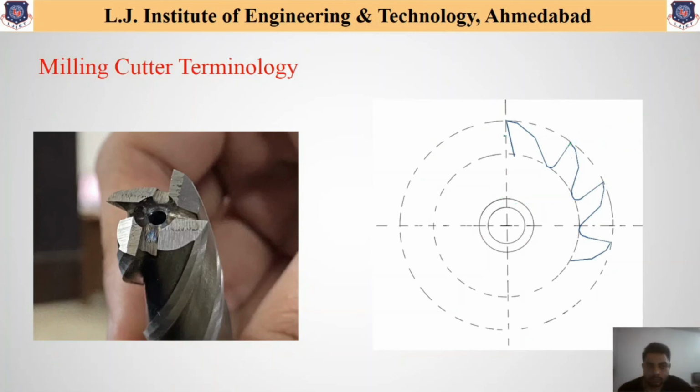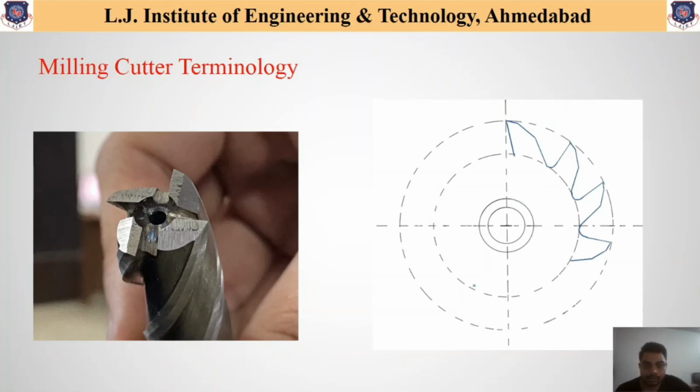Now the last angle that is important to understand this milling cutter is the angle between this face and the back of the tooth, and this angle is called the lip angle. So this angle is the lip angle, which is the angle between this face and the back of the tooth. Let us summarize the main important angles that we have discussed.